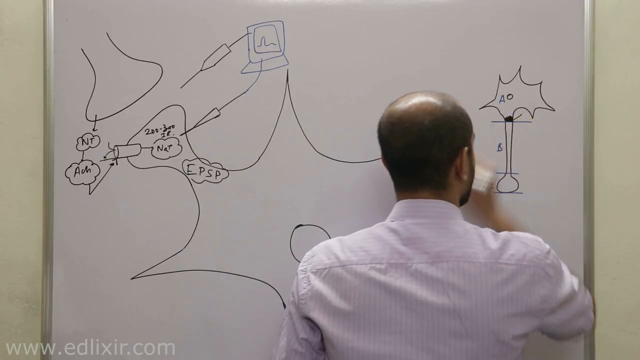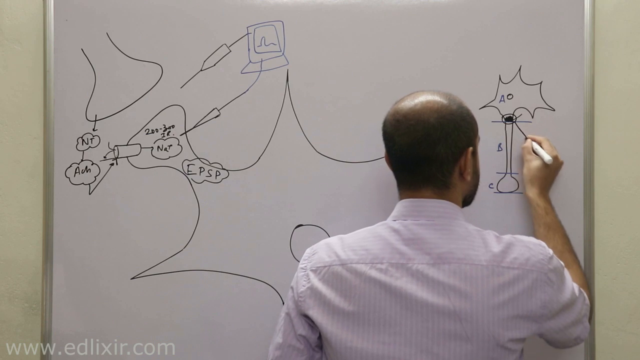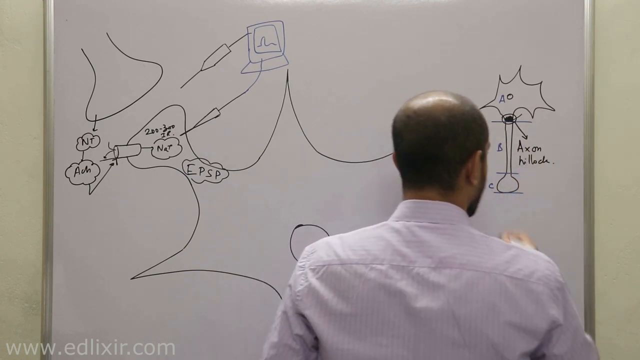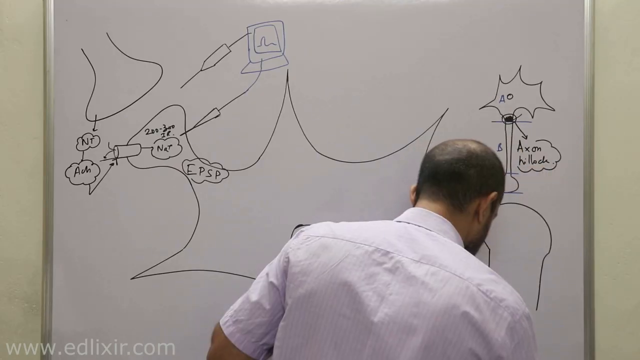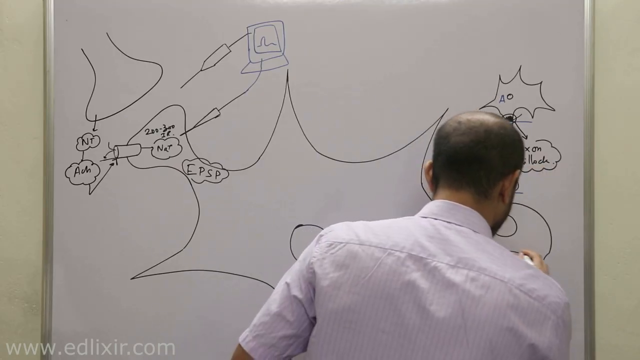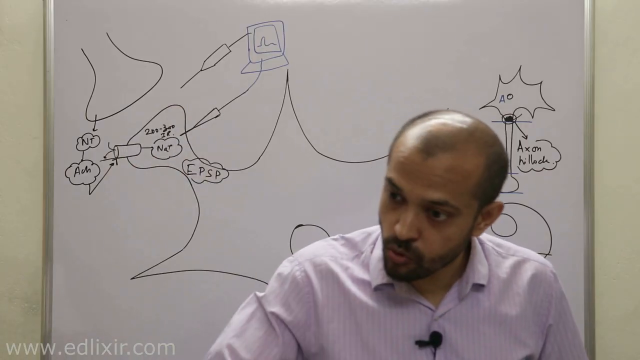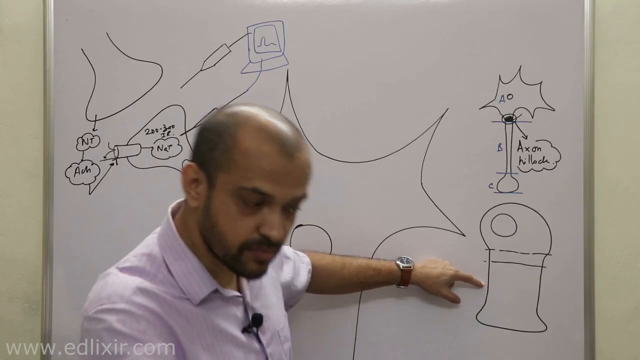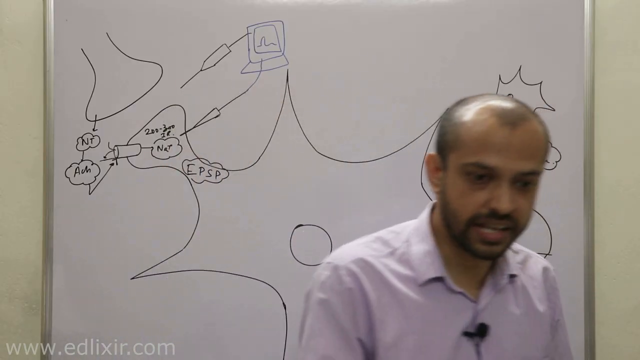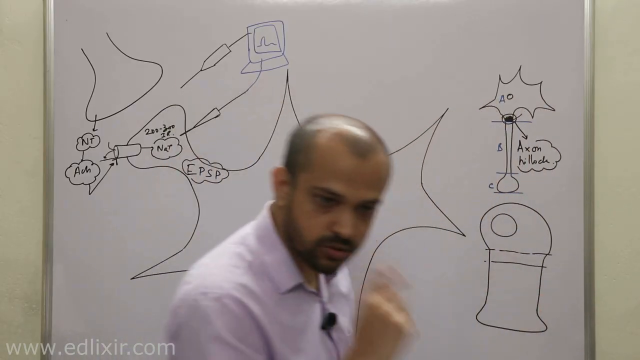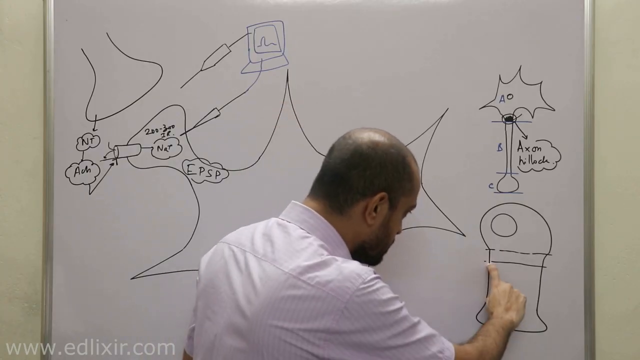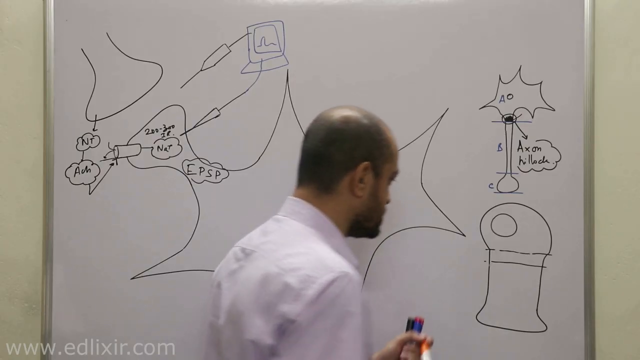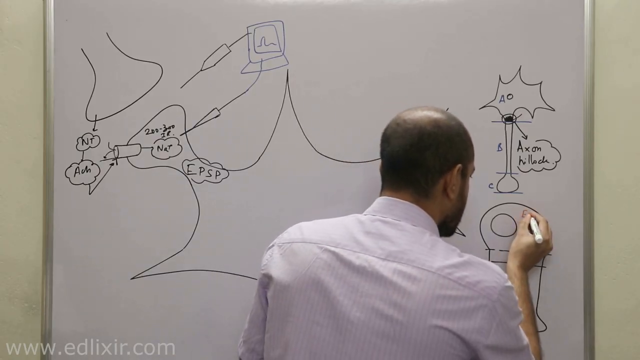This area is way more important than you think. That's why it has a special name, which is called axon hillock. Why is it called axon hillock? Suppose this is your neuron, and this is your axon hillock. The speciality of this axon hillock is that it has more voltage gated sodium channels than the axon itself. That is the more important thing we should understand. It has more voltage gated sodium channels than this patch of membrane. Clear?